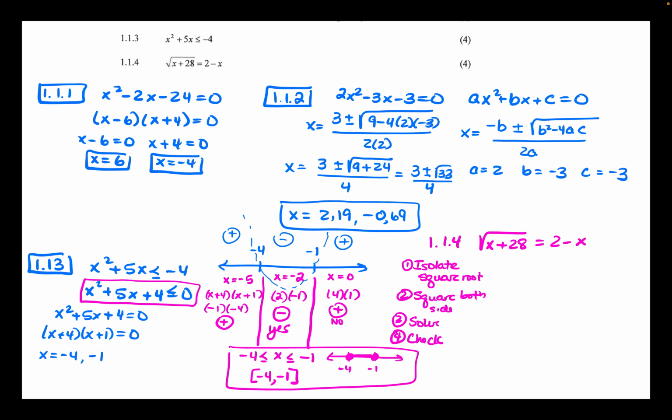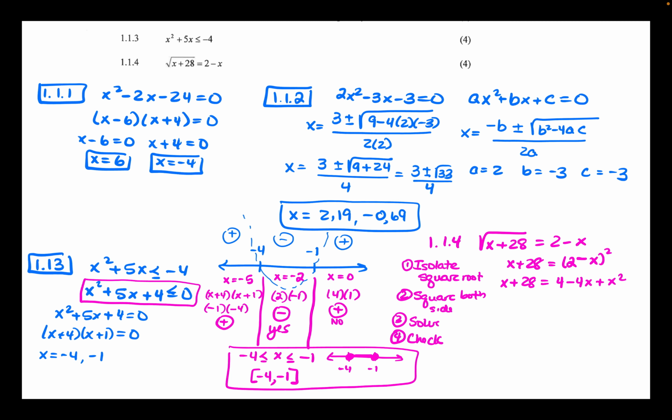So this square root is already isolated, so I can go ahead and square both sides. And I get x plus 28. When I multiply a square root by itself, it's just what's underneath. And then I have 2 minus x all squared. And I have to be careful about that, because squaring a binomial is actually multiplying out 2 minus x times 2 minus x. So I get 4 minus 4x plus x squared.